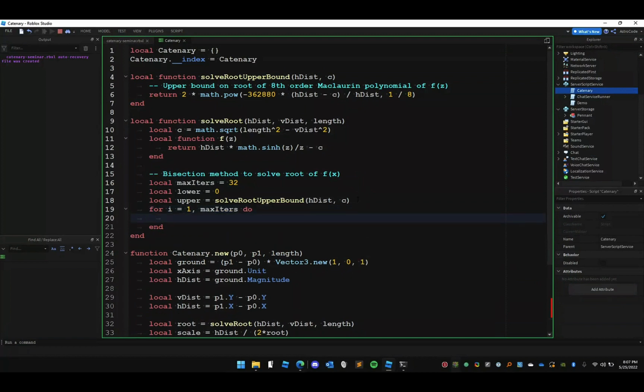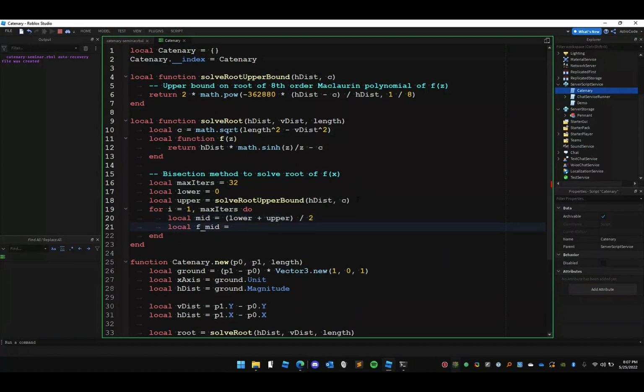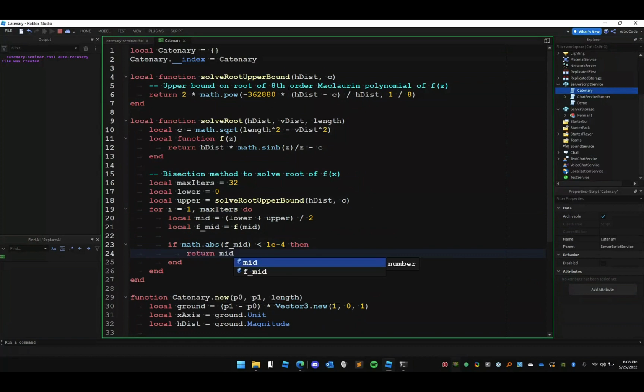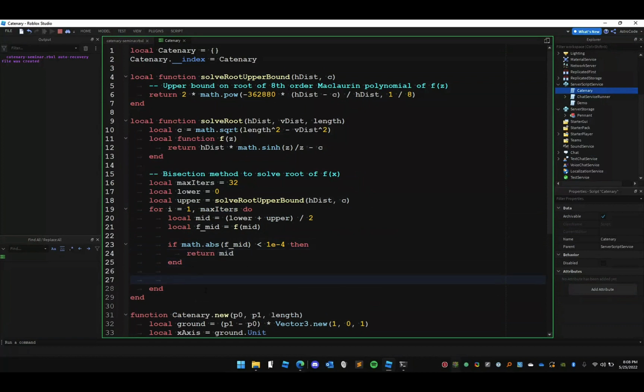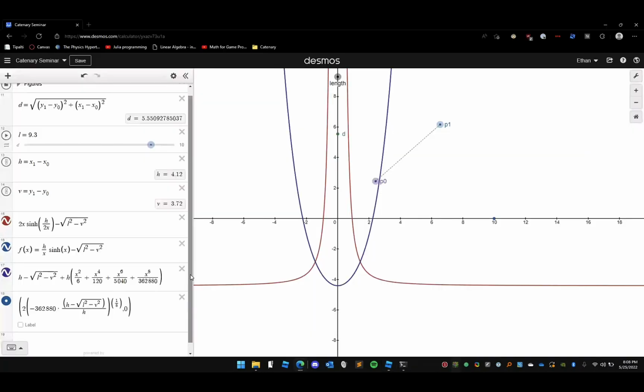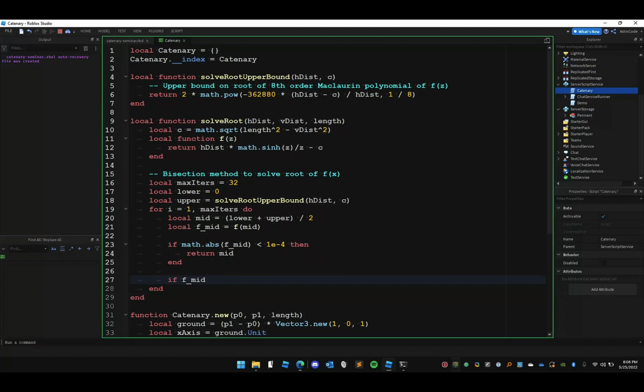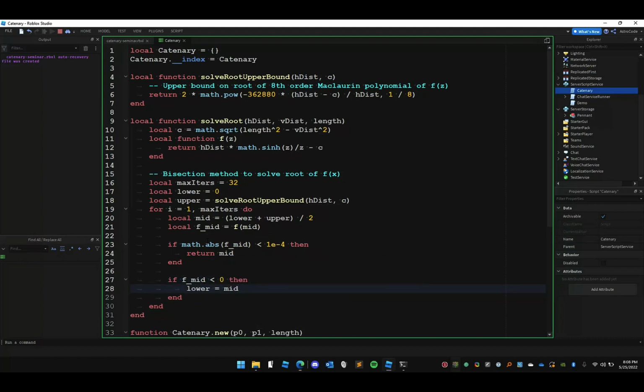For our iterations, what we do for bisection is we first find the midpoint between the lower and the upper bounds, and then we evaluate the function at that midpoint. Then we check whether this midpoint is pretty close to zero, because we want the root to be at zero. If this is less than some small number, then we'll say, okay, that's good enough, and we'll return mid as the root. Otherwise, we update our upper and lower bounds. I'm going to butcher the explanation, so you can look at Matt Mathias's talk for this. We just shrink our interval and then search again.